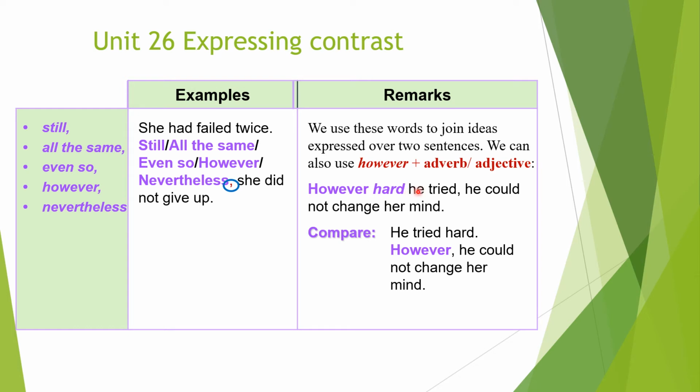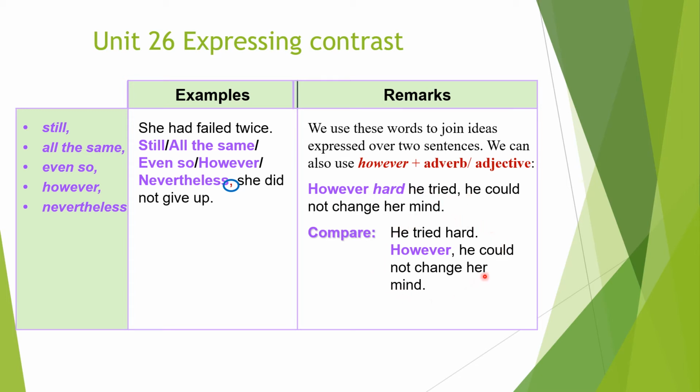However hard he tried, that means no matter how hard he tried, he could not change her mind. However hard, that means no matter how hard he tried, followed by adverb, he still could not change her mind. That means he can be very stubborn. Or it can be followed by an adjective. So however happy she may look, you can still feel she is unhappy. So however can be followed by adverb or adjective. So that's the case.